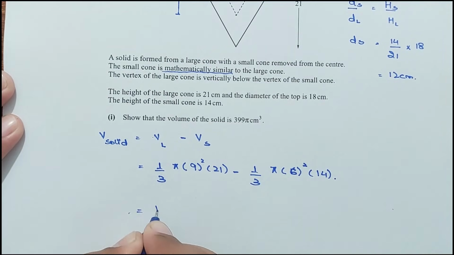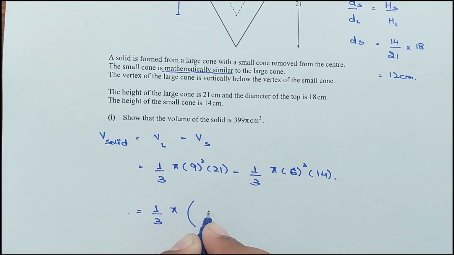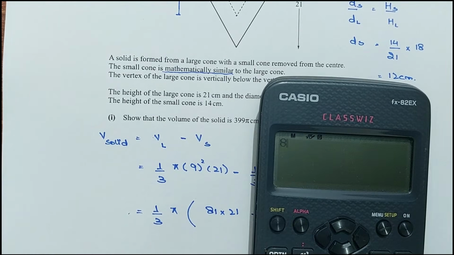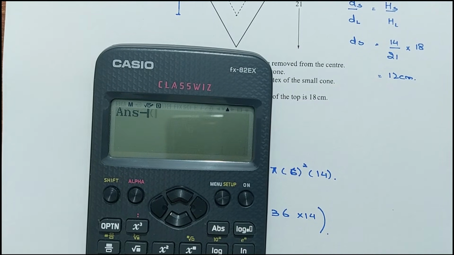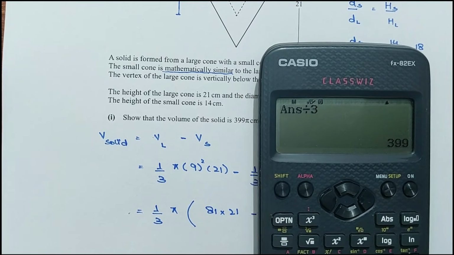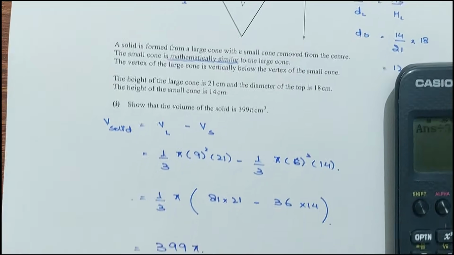So let me take 1/3 and pi common. So we have 9 squared, which is 81, times 21, and minus 6 squared, which is 36, times 14. Okay, 81 times 21 minus 36 times 14, divided by 3. This is 399 pi. So it is proved, centimeters cubed.